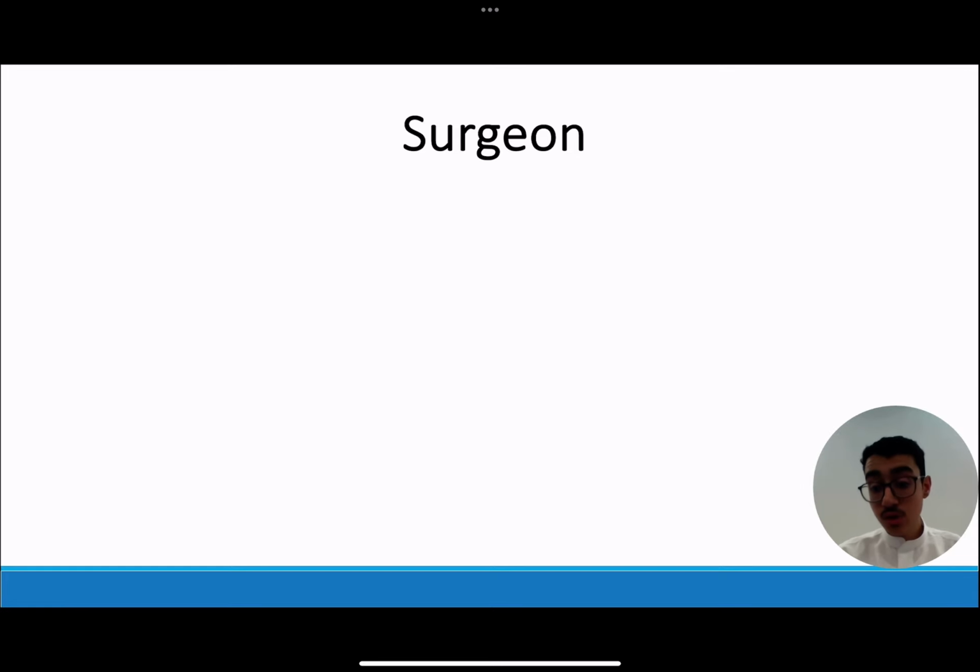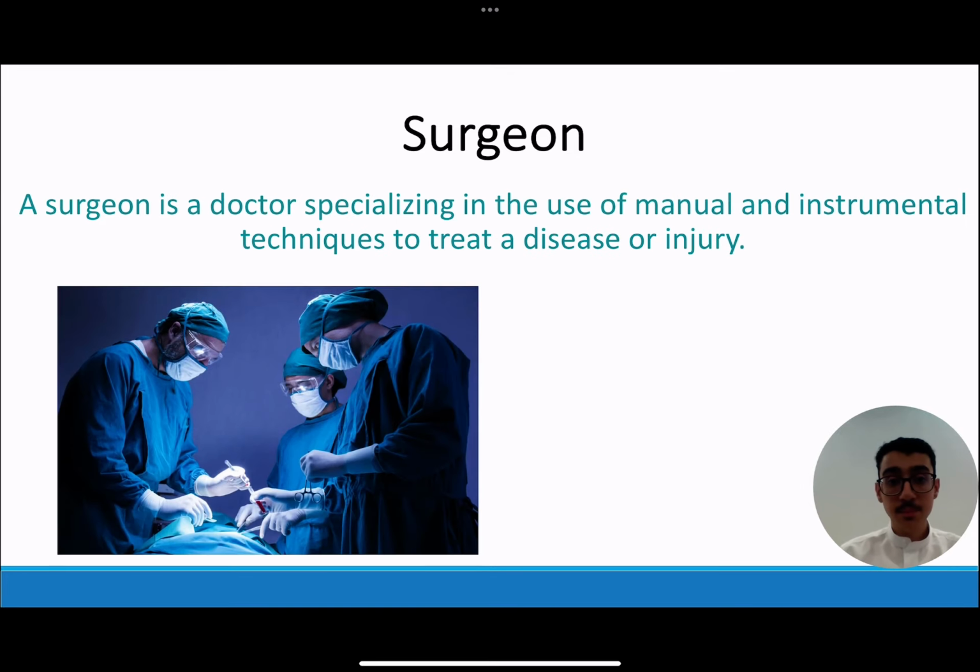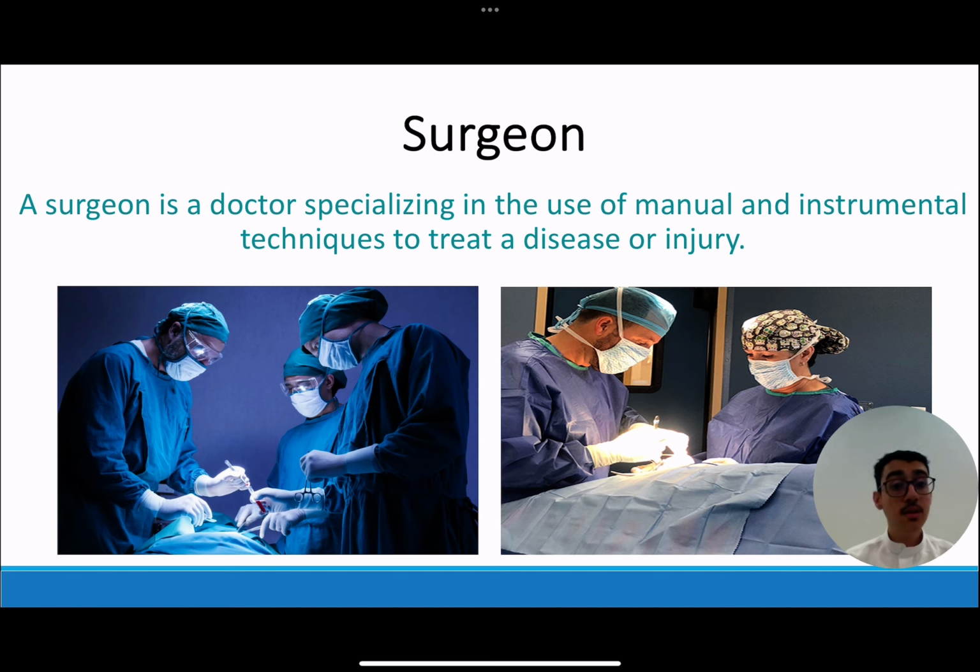Then we have surgeon. A surgeon is a doctor specializing in the use of manual and instrumental techniques to treat a disease or injury. Like you can see in these two pictures, here is an example of a surgeon. You can see here's a surgeon, he's making a surgery. So we can say a surgeon is a doctor specializing in surgical operation.